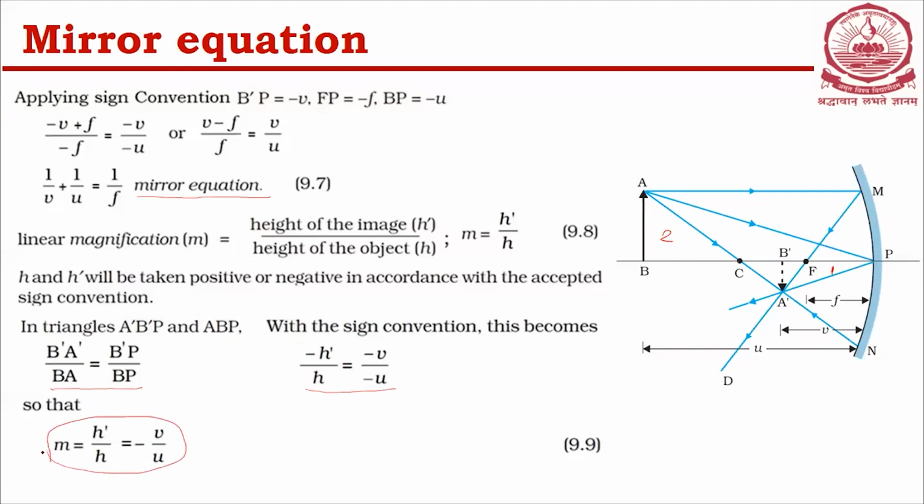Because when you go for optical instruments, we are going to see another magnification called angular magnification. So you have to be very clear: whenever we consider the height of the image and height of the object, and image distance by object distance, it is linear magnification.